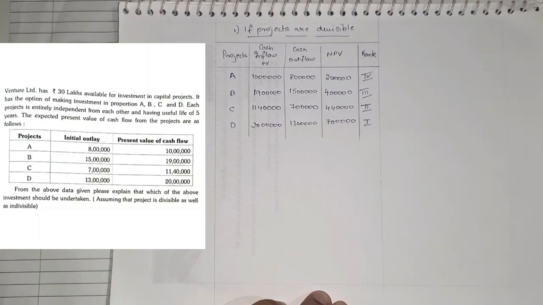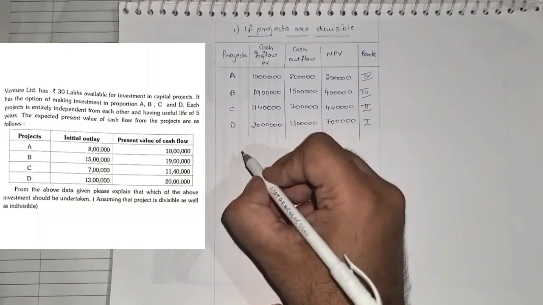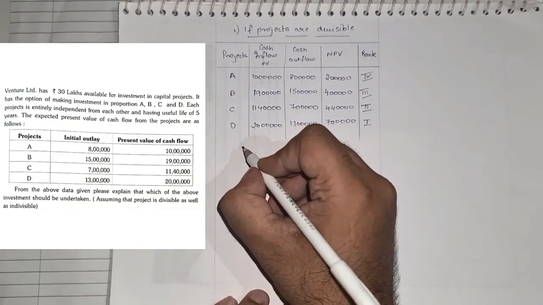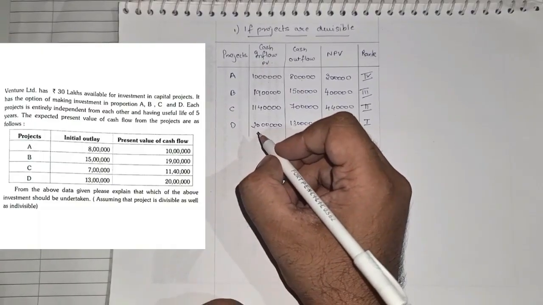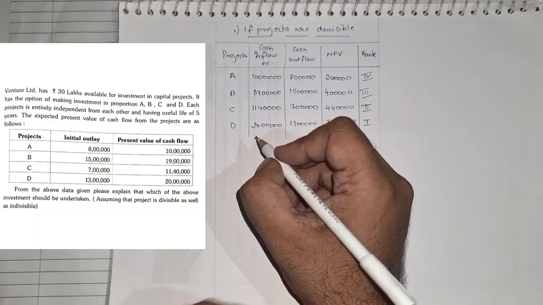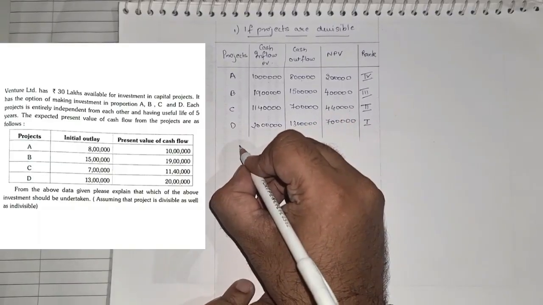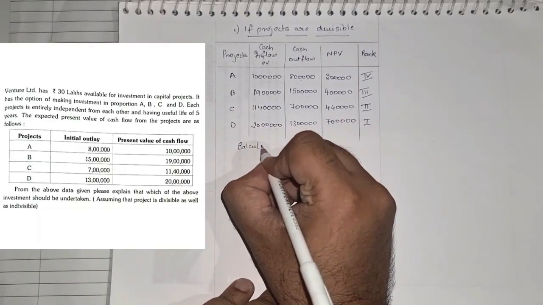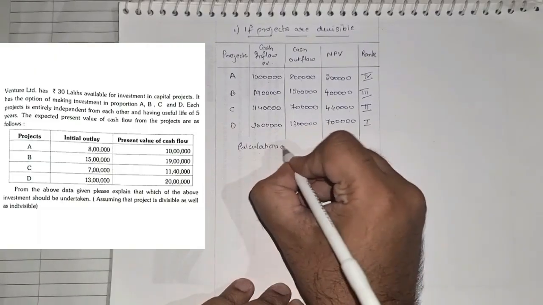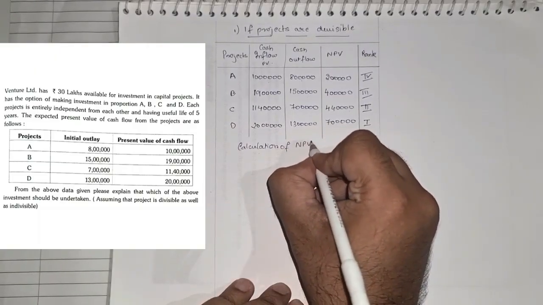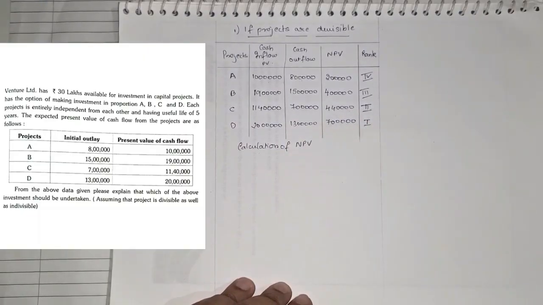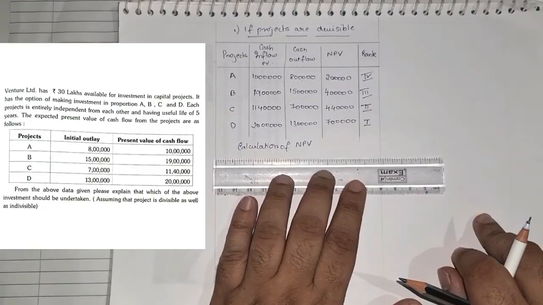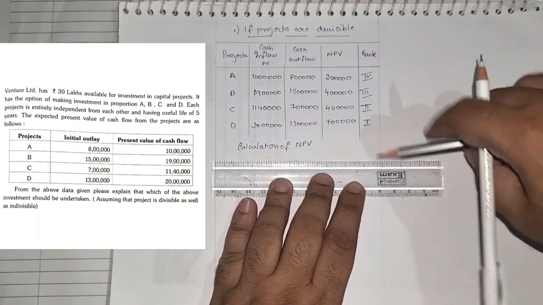Now let us see the calculation. We need to choose the best projects so that our entire amount is fully used, and basically maximize the NPV. So now we'll write here the calculation of NPV for my total investment. Now see how we do that. We'll have to create another small table here.